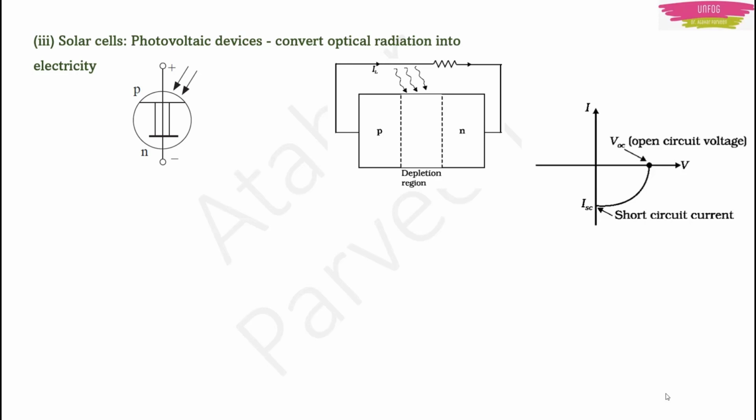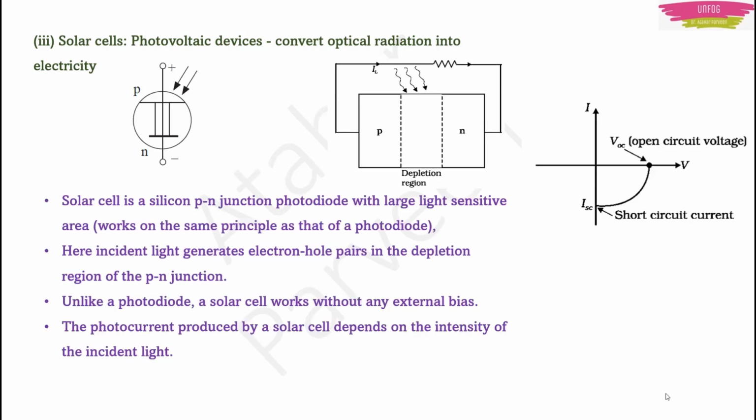Okay. Now this is the symbol of the solar cell. Here you can see the two arrows, the incident radiation, falling on the solar cell. It will take that light and it will give you current. Now as I told you, it is the same as a PN junction diode, particularly the photodiode. But here you have one large sensitive area on which the solar radiation, the light from the sun, falls.